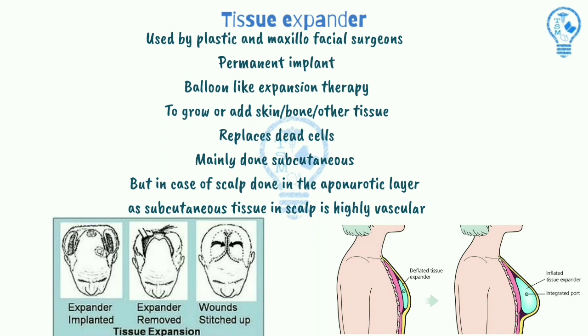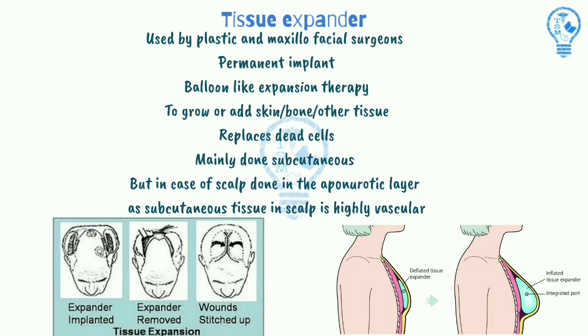It is used to grow or add skin or bone or other tissue. It replaces the dead cells. So it is used in hair transplant therapies. Mainly it is done subcutaneous, because tissue expanders should be placed in the avascular layers itself. Remember this, it should be placed in the avascular layers itself. So all over the body, the avascular layer is subcutaneous tissue. So it is placed in the subcutaneous tissue.